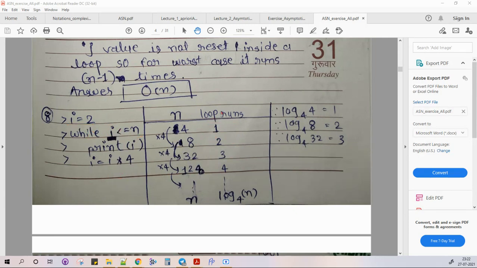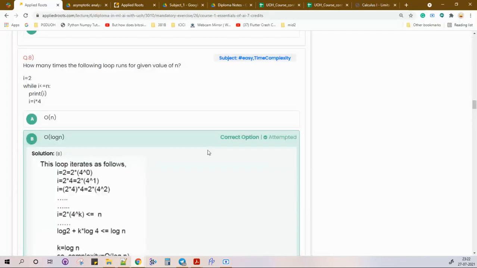I don't know why I have used this method. I don't like this method anymore. Let me put a cross; this is not the right way to solve it. Let me show you the right way to solve it.